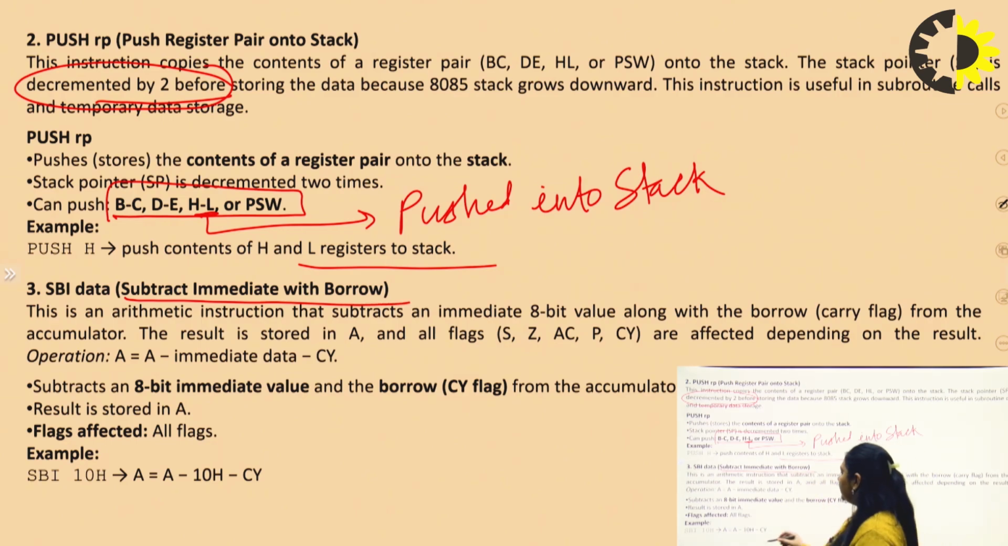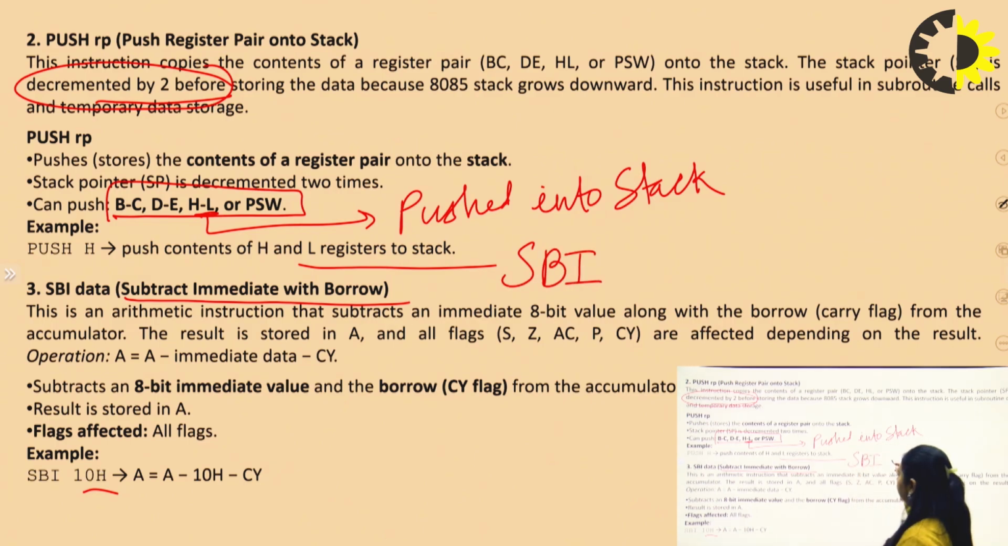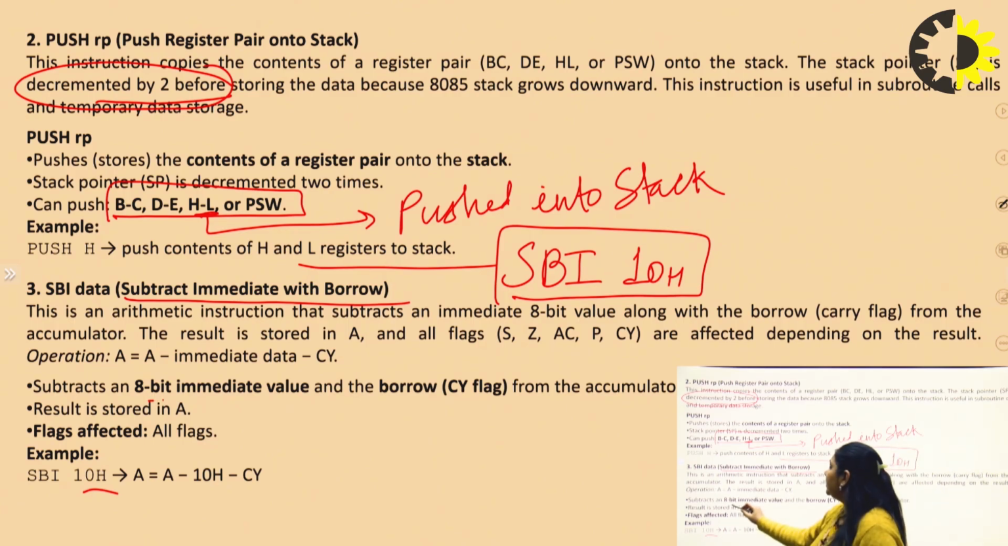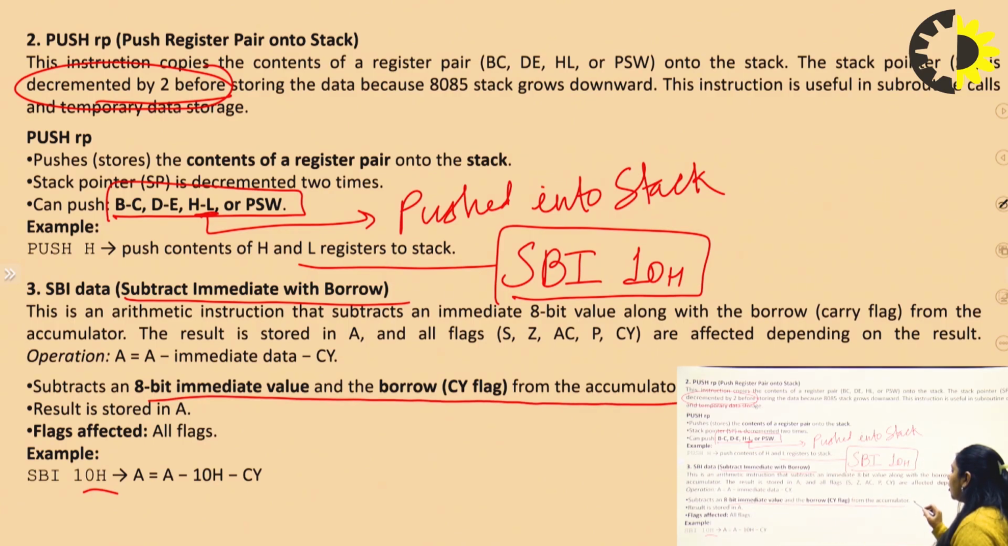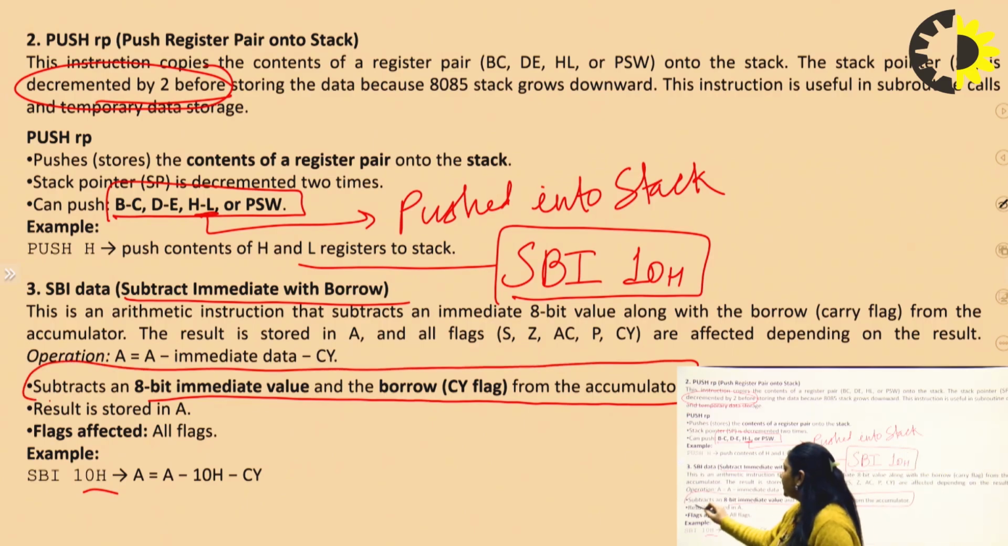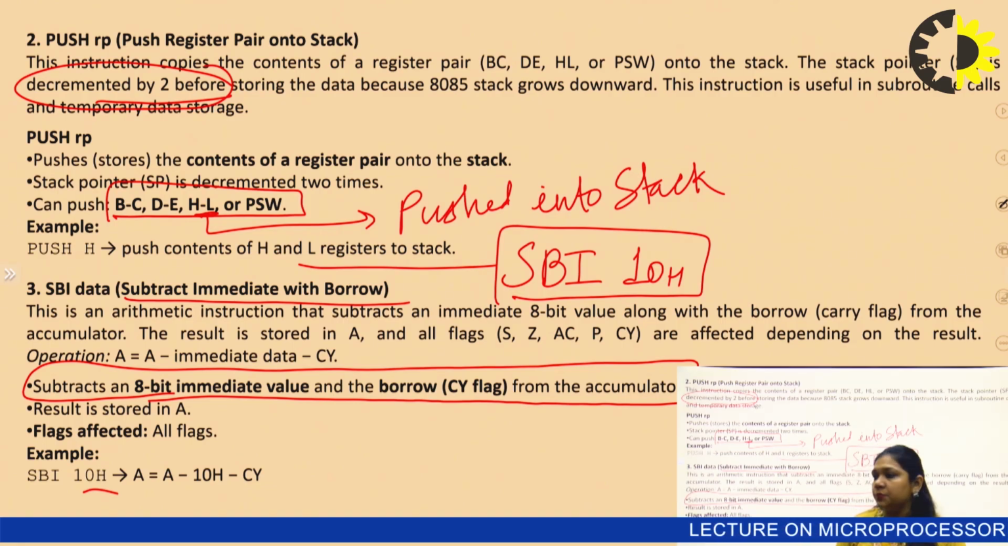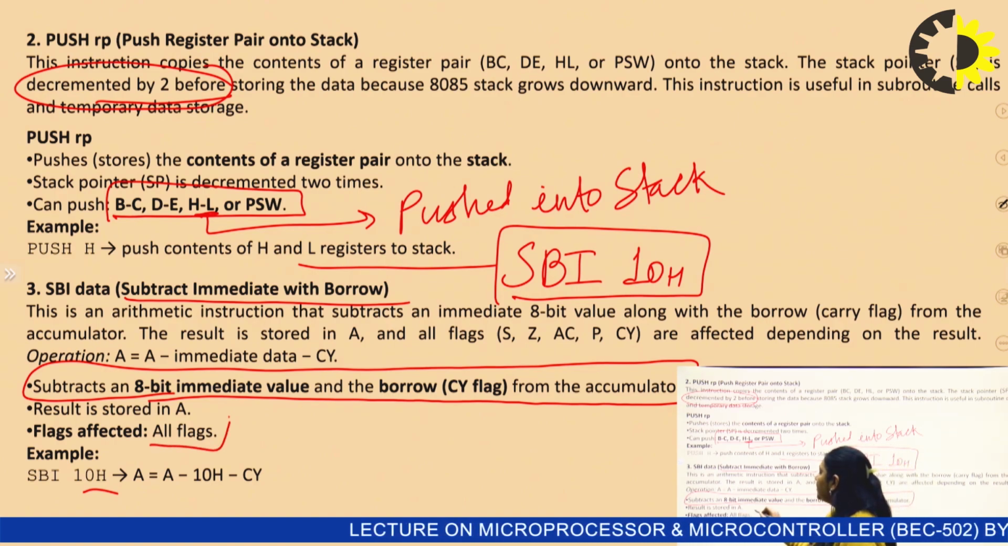What we have to do here, for example SBI 10H, is subtract the contents of the accumulator and the immediate data which is given here, 10H, including the carry, the 8-bit immediate value and the borrow from the accumulator. The result will automatically be stored in the accumulator, as this is a condition for all the arithmetic, data transfer and logical operations or instructions in the 8085 microprocessor. So all flags will be affected by this.